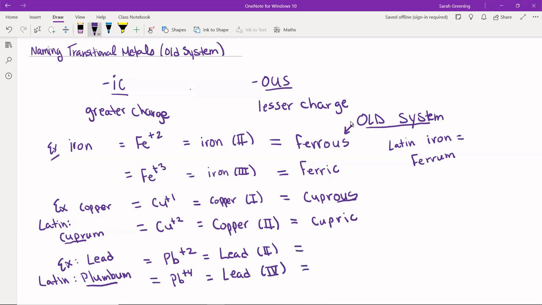And again, we're going to identify which one is the greater charge and which one has the lesser charge. So +2 is the lesser charge. So in this case, oh my goodness. No, that's correct. Sorry. Yeah, so +2 is going to be plumb, and then it's going to be us because of the lesser charge. And then for +4, this is the greater charge. We're going to have plumbic.